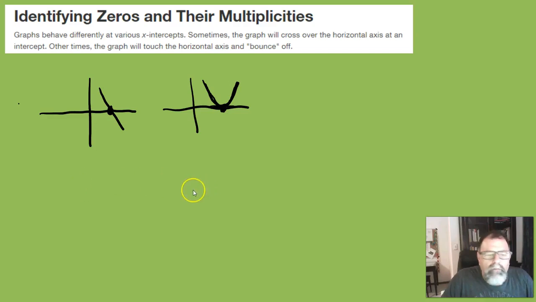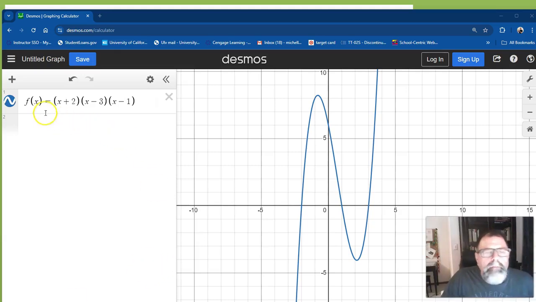So let me show you on Desmos just a couple of examples. Okay, so I typed in a function. I have 3. I factored it for you, or I just typed in 3 factors basically.